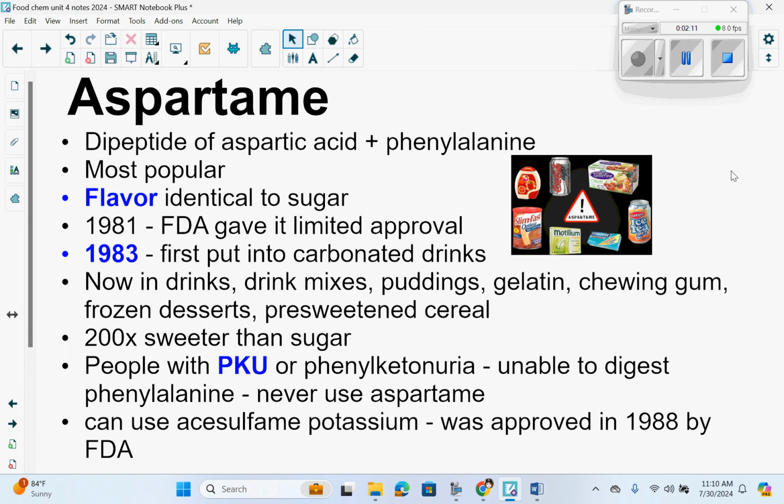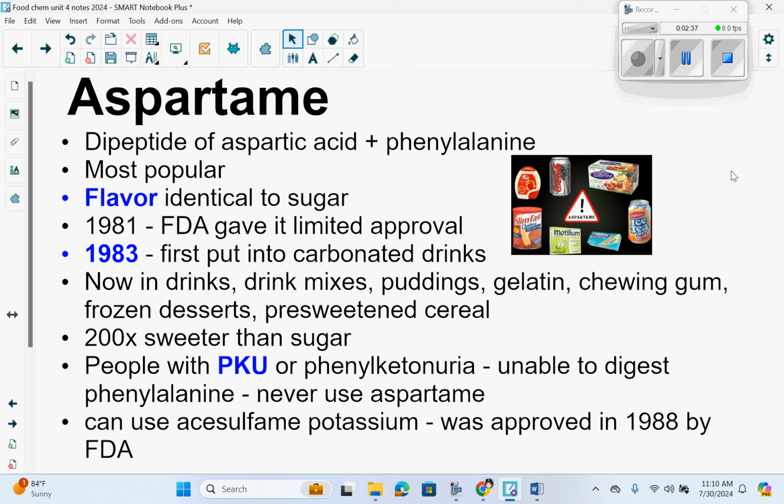Aspartame. This is a dipeptide of aspartic acid and phenylalanine. It is the most popular. Its flavor is identical to sugar. In 1981, the FDA gave it limited approval. In 1983, it was first put into carbonated drinks. Now it's in drinks, drink mixes, puddings, gelatin, chewing gum, frozen desserts, and pre-sweetened cereal.